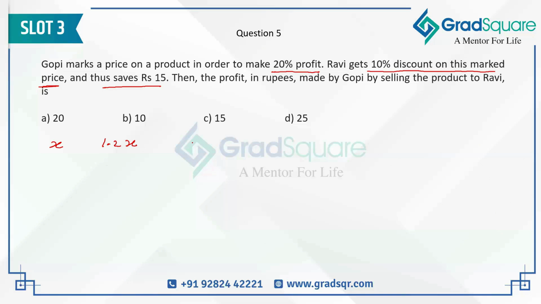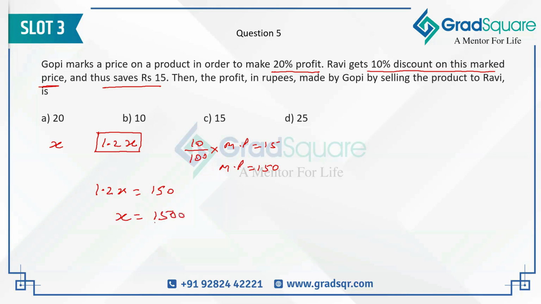So effectively, if I say 10% of my mark price, that should turn out to be equal to 15. If you solve this further, you will realize that the mark price of the product should have been 150. If the mark price of the product is 150, 1.2x is also your mark price, right? So 1.2x must be equal to 150. That's what the question is talking about.